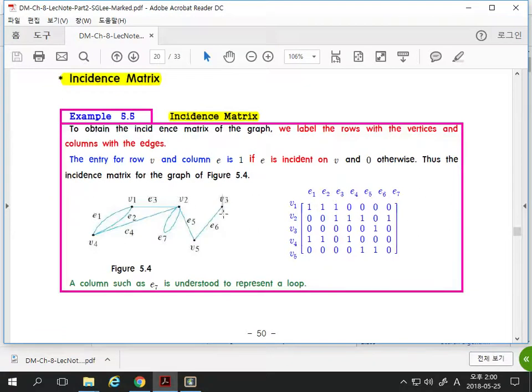For example, E6 is incident to V3 and V5. So E6 has V3 and V5 as ones and all others 0. Got it?